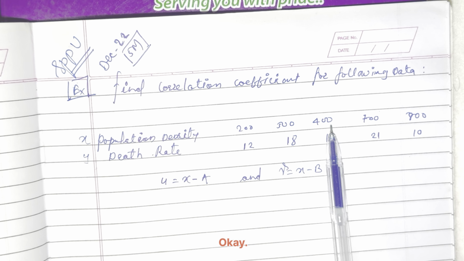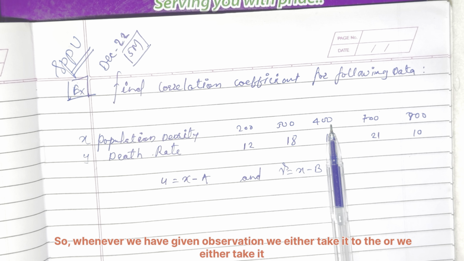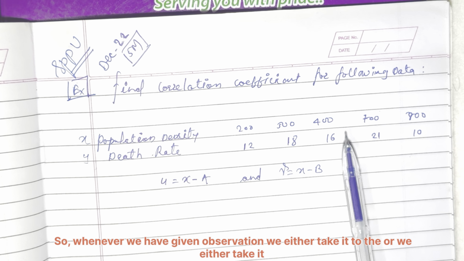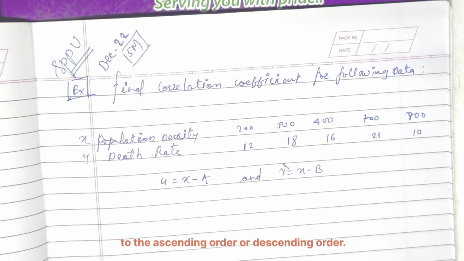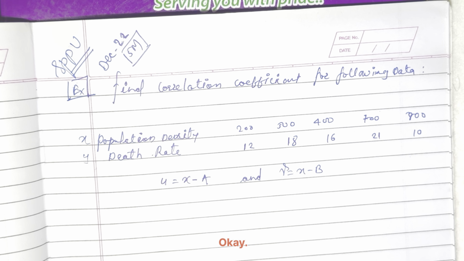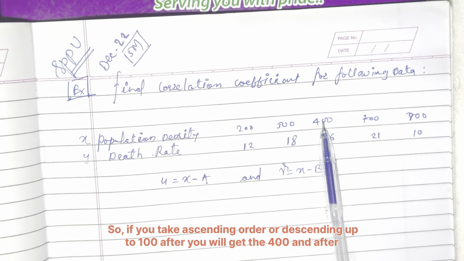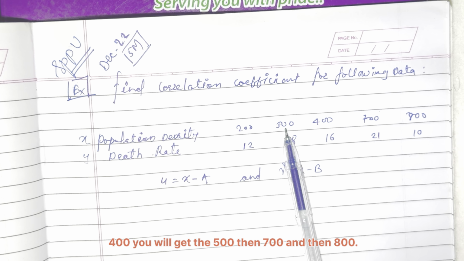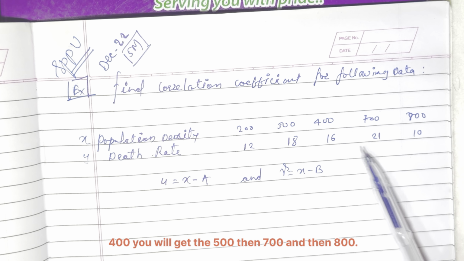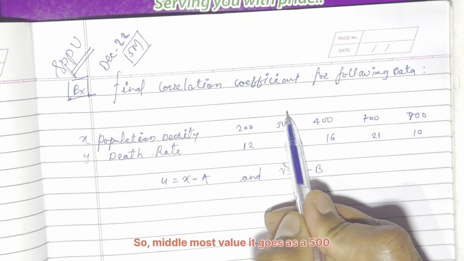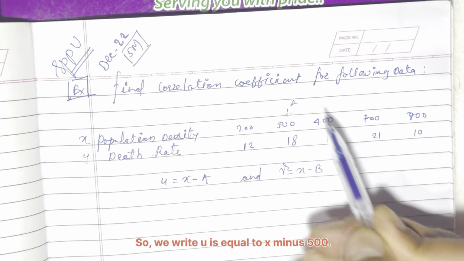Okay, so whenever we have given observations, we either take them in ascending order or descending order. If you take ascending order, after 100 you will get 400, then 500, then 700 and 800. So the middlemost value goes as 500. Here this one is the value for a.